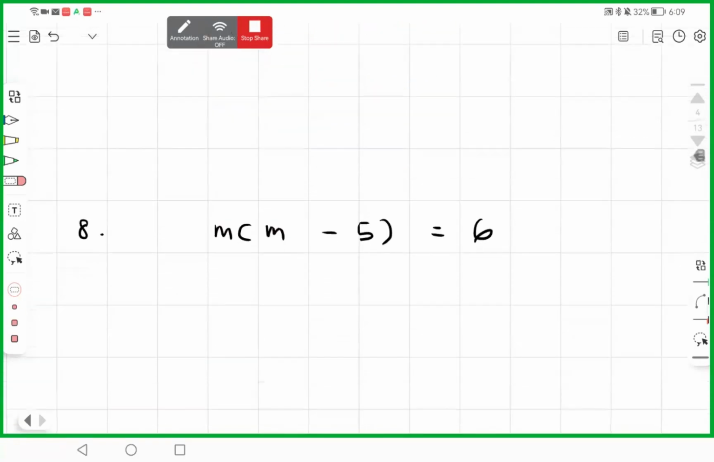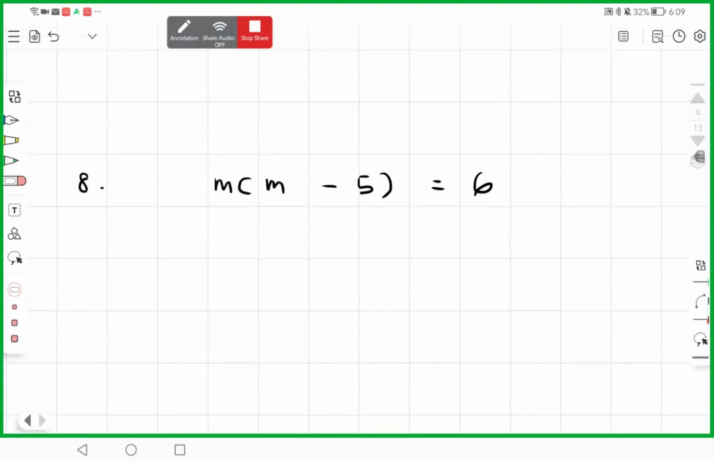So the idea is, if it's in decimal, we cannot use factorization method. Okay, so this one is similar to the question just now, quadratic. So we just times in a quick one. So m squared minus 5m minus 6 equal to 0. So what about this?